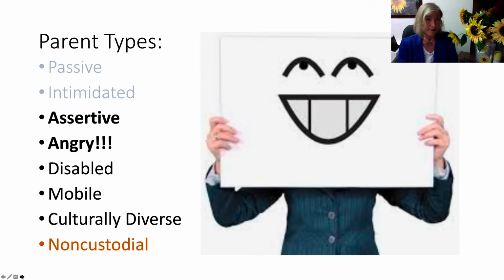So when you're working with an assertive parent, you want to make sure that you're very organized and that you have all of your information and that you're prepared to talk with that parent once you realize that you're working with an assertive parent.